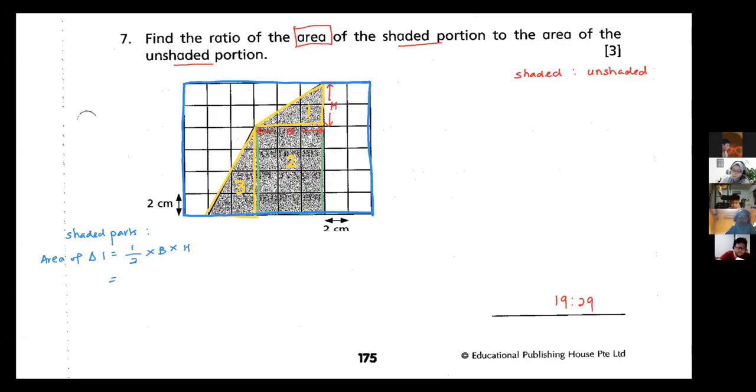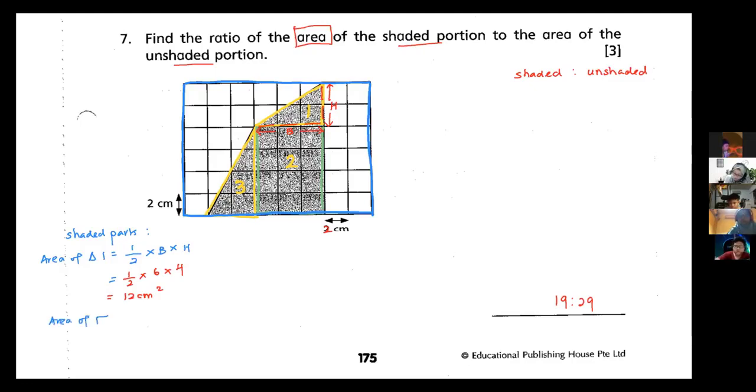If you look, the base covers 1, 2, 3. Three of those squares, and the sides are 2 cm. So 3 of that will be 6. Half times 6 times the height, which is 2. 1, 2, two of them is 4. So this will be 12 cm squared.